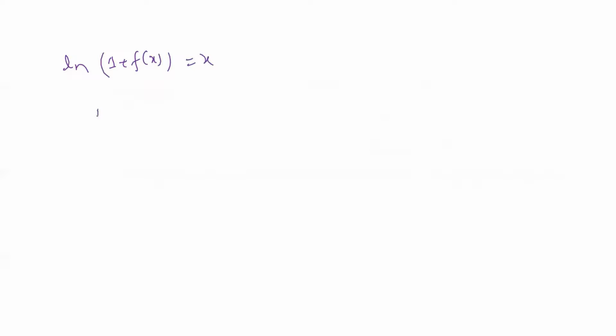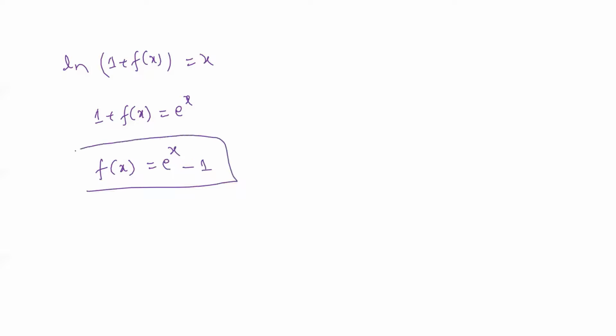If you remove the ln, we get 1 plus f of x equal to e raised to x. And from here, f of x is e raised to x minus 1. So this is the function that we got. Now directly we can say e raised to x minus 1 is a differentiable function. That is what option A says, that f of x is a differentiable function. So that one is correct.